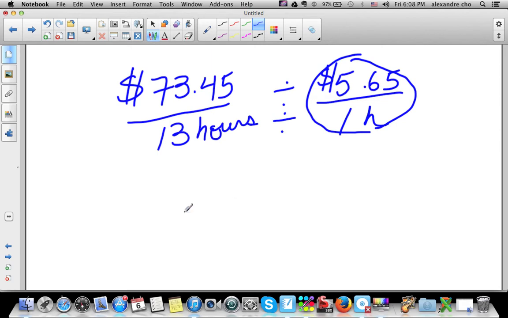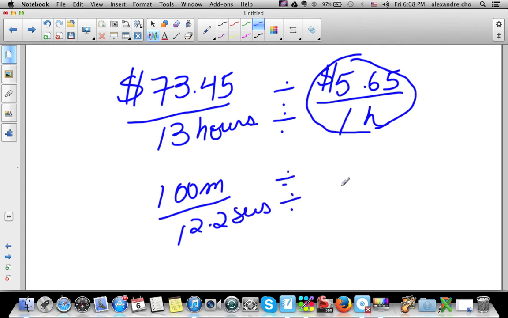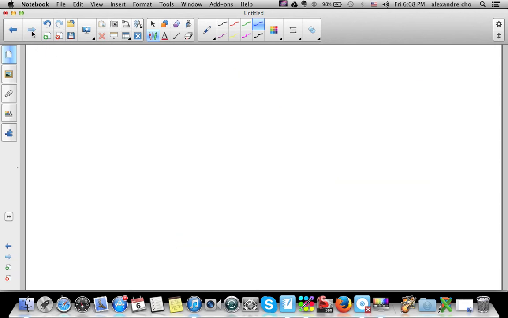That's what unit rate means, how much he makes per one unit. And then we have 100 meters. I ran 100 meters in 12.2 seconds, and we want to find out how much I can run in 1 single second. So in 1 second, I ran 8.2 meters. We got a couple more. Let's see, we have $22 buys you 5 dozen.